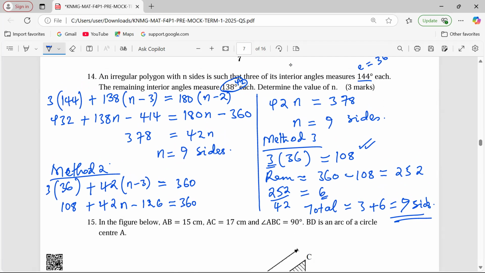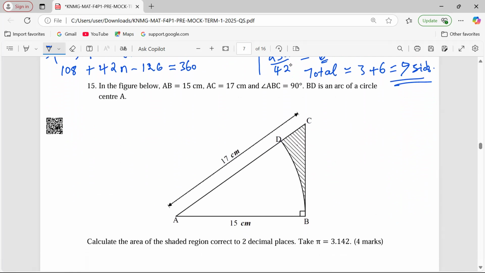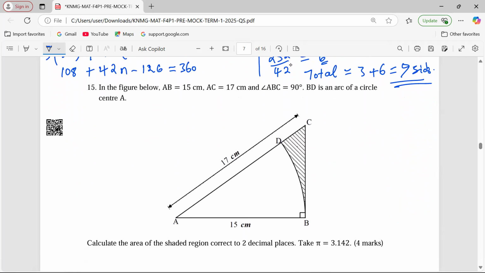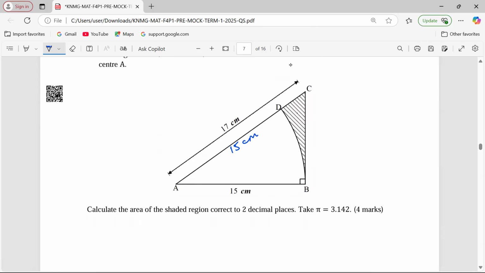Number 15. In the figure below, AB equals 15 centimeters, AC equals 17 centimeters. You can also see a right angle in the diagram. BD is an arc of a circle, center A, meaning that the radius is 15 centimeters here, AD. Calculate the area of the shaded region.